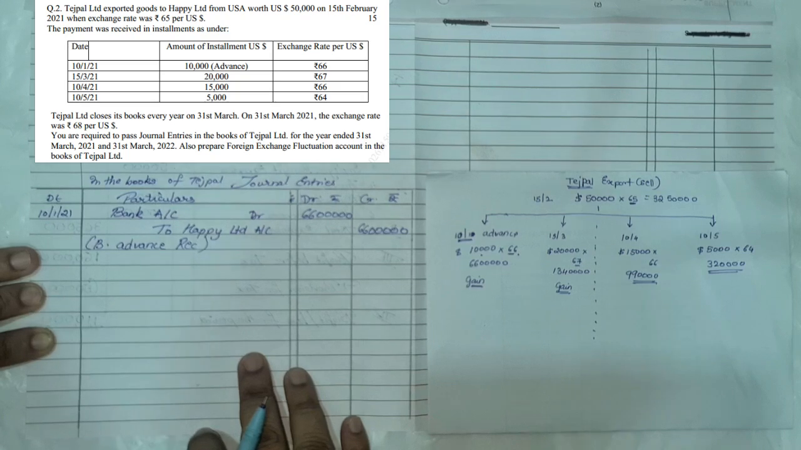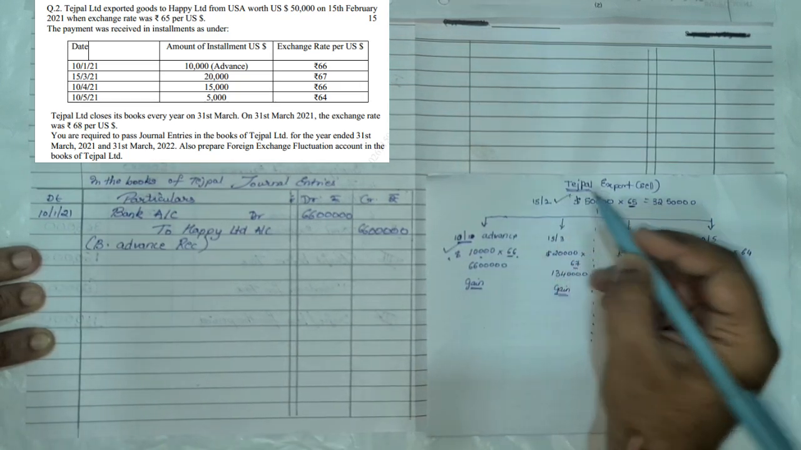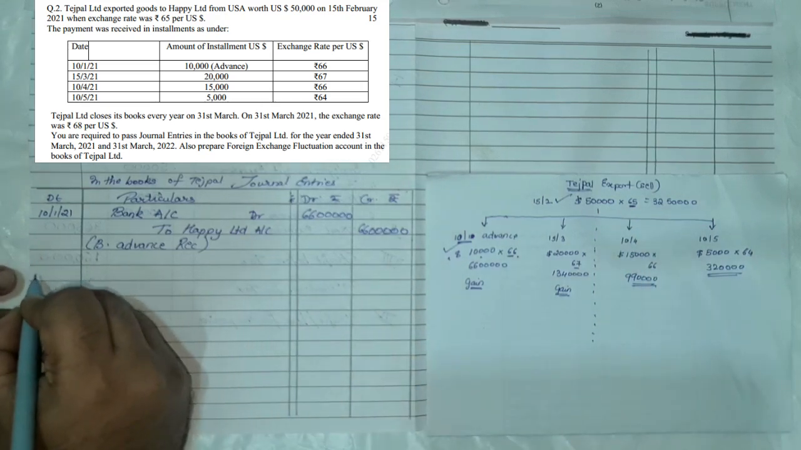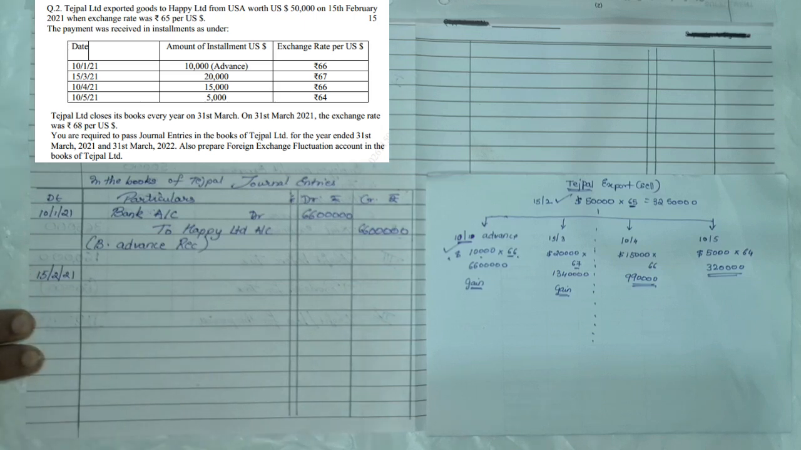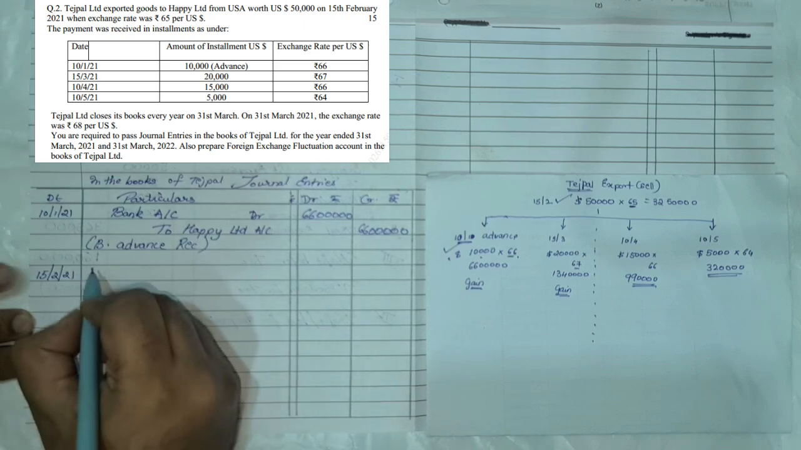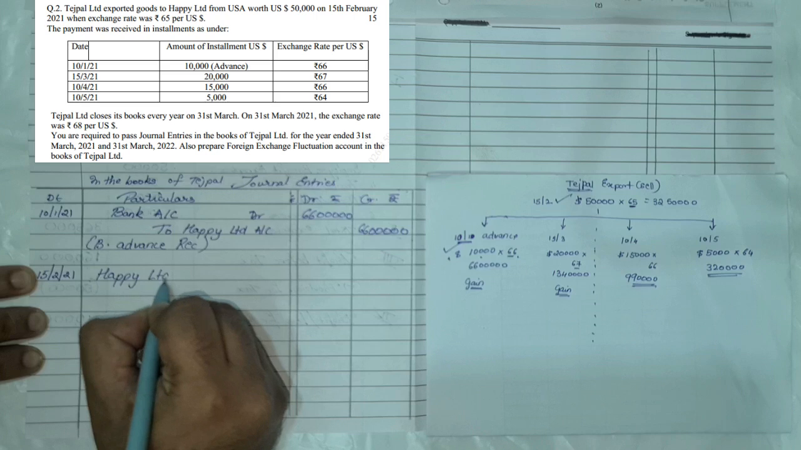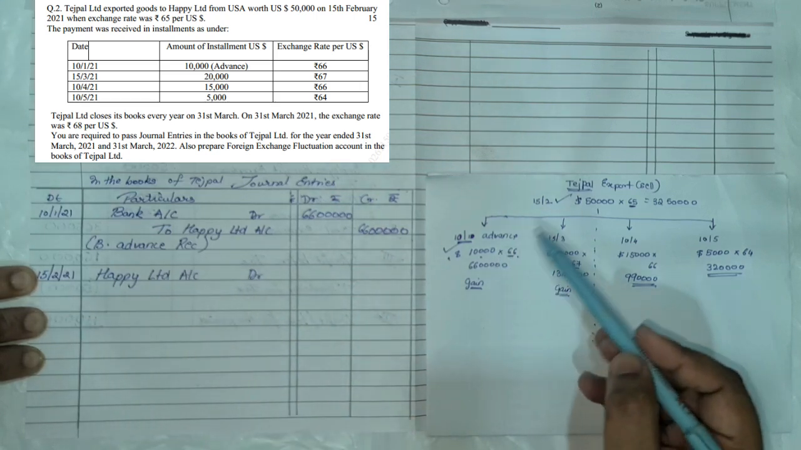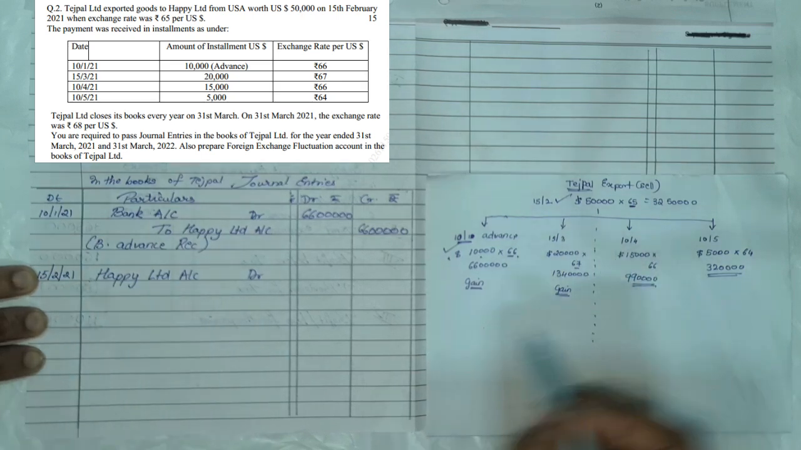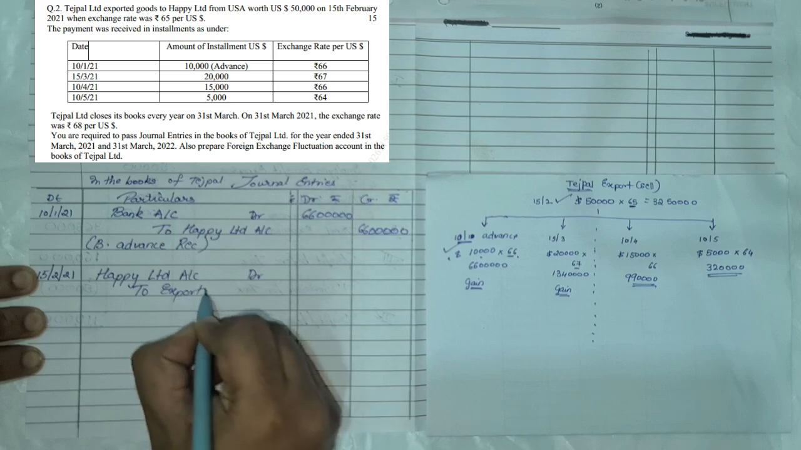Now next, after the 10 Jan, we are coming to 15th Feb, where we are actually selling the goods. So I'm writing here 15th Feb 21. Now you're selling the goods. Whenever you're selling, the rule is debit the receiver. So here Happy Limited is the receiver. So Happy Limited account debit. Now remember, we are selling it, so the goods are going out. So Happy Limited account debit to export sales.